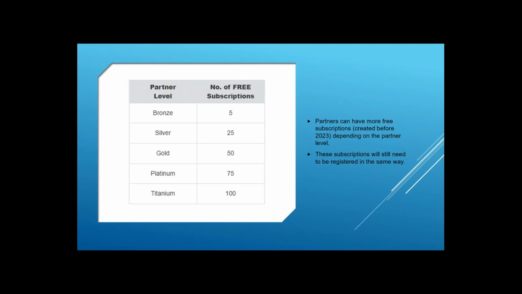Depending on the partner level, you can have a certain amount of free subscriptions. Obviously we've got a little chart here. You've got bronze at 5, silver 25, 50, 75, and then 100.